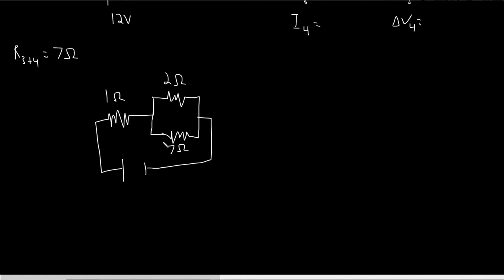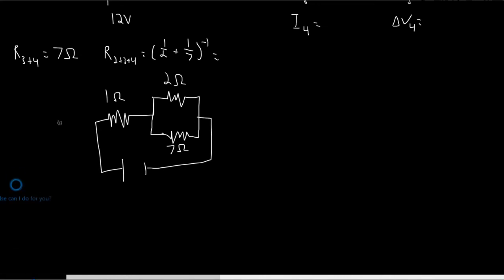So if I want to know what's the equivalent resistance for this part right here, let's call it R2 plus 3 plus 4. I just needed to come up with some naming scheme. Really what we're going to have there is 1 over 2 plus 1 over 7, all raised to the negative 1 exponent.